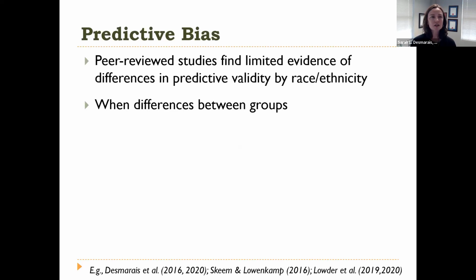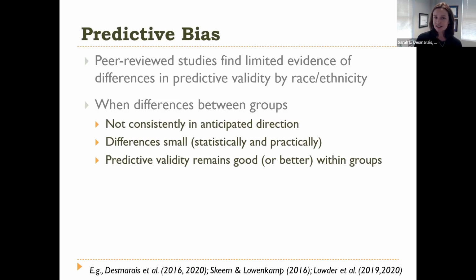So overall, the sum of the findings of the research is that peer-reviewed studies find very limited evidence of differences in predictive validity as a function of race and ethnicity, or as a function of gender also. So that's been looked at quite a bit too. When we do see some differences in predictive validity between groups, so in that degree of accuracy, it's not consistently in the anticipated direction. So when we find some differences in one study, it's not always the case that the performance is better, say, for white people than for Black people. Sometimes we see it in the opposite direction.